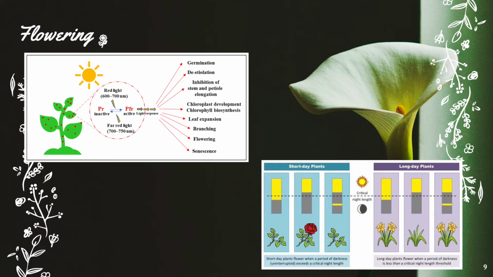Plants that flower only when the night is shorter than a certain threshold are called long day plants, since they like more daylight and less darkness.